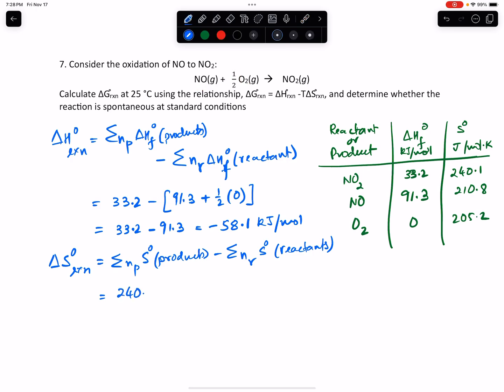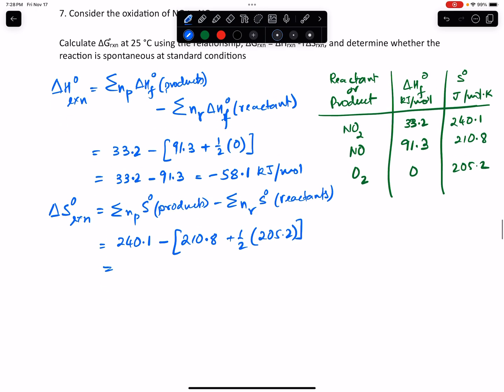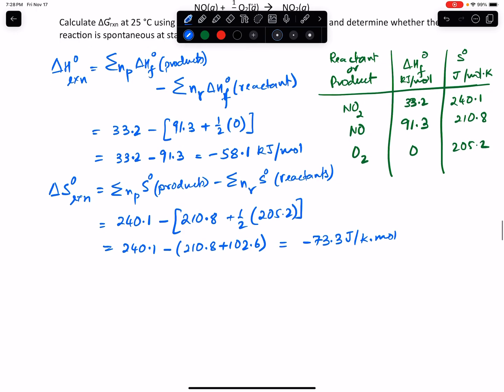So let's pull those values from the table. That's going to be 240.1 for NO2 minus 210.8 for NO plus half of the oxygen, which is 205.2. All right, simplifying this, we have 240.1 minus 210.8 plus 102.6, which is equal to minus 73.3 joules per Kelvin per mole. All right, so now we have both of these.